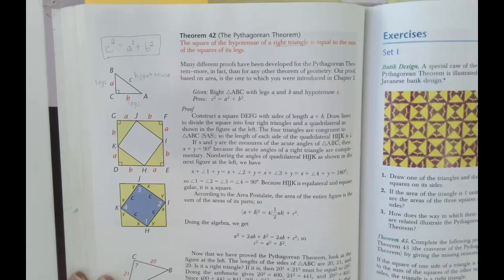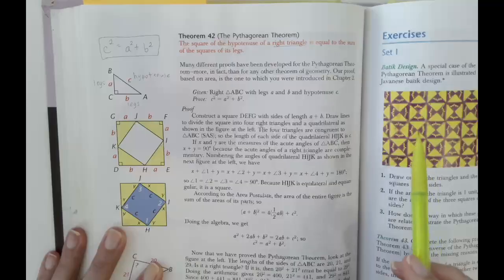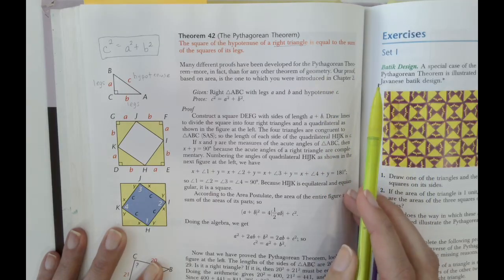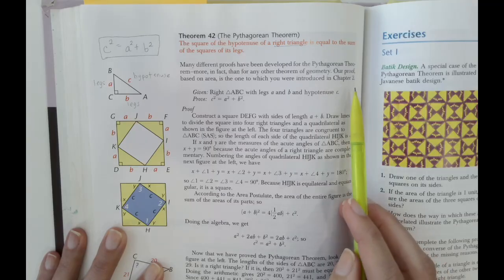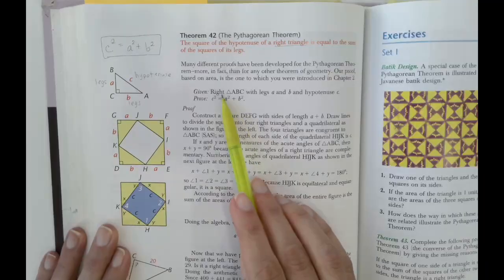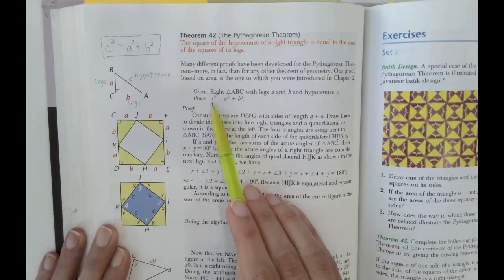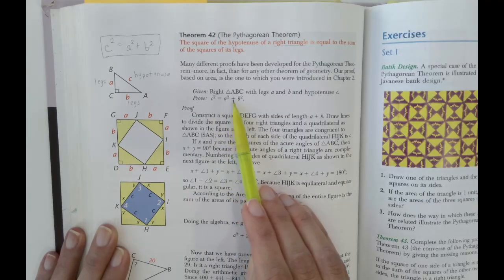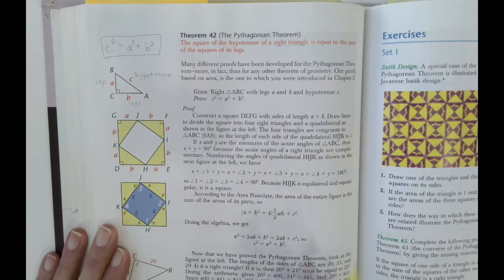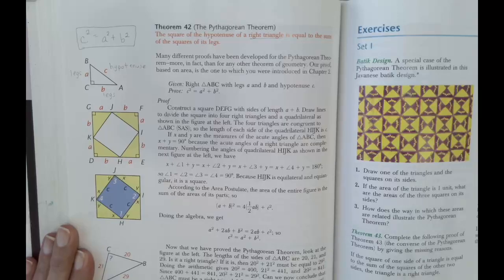So many proofs have been developed for the Pythagorean theorem, in fact, more than any other theorem of geometry. Our proof, based on area, is one to which you were introduced in chapter 2, a long time ago. Given this right triangle ABC with legs A and B and the hypotenuse C, prove that C squared equals A squared plus B squared. So, we are going to be proving this with this theorem. Read and follow along with me.